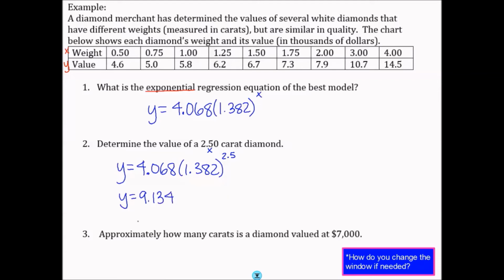But since this is a word problem, we need to check the units of the y values in the chart. And it says that the value is measured in thousands of dollars. So this means that this diamond is actually worth $9,134.